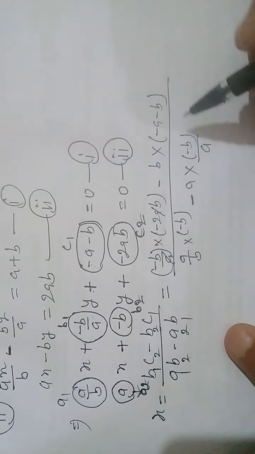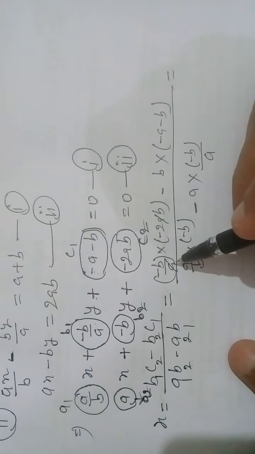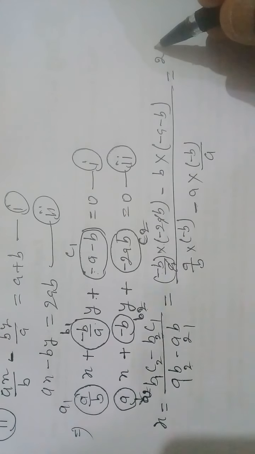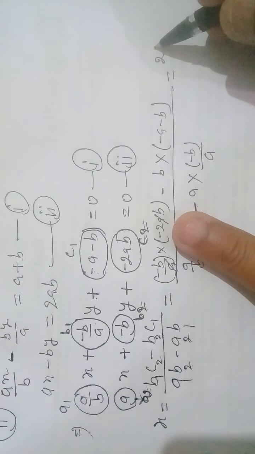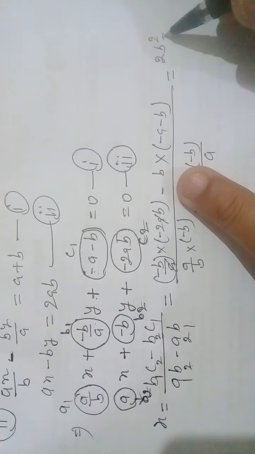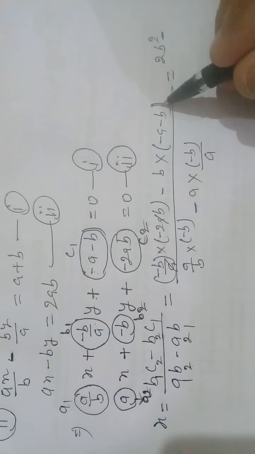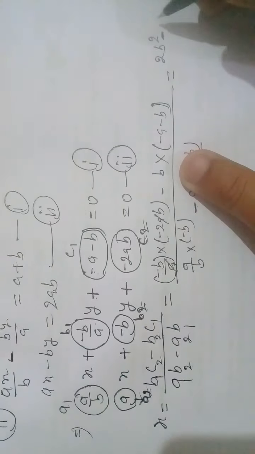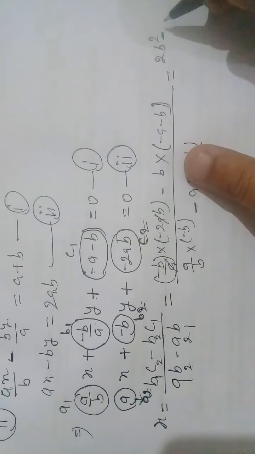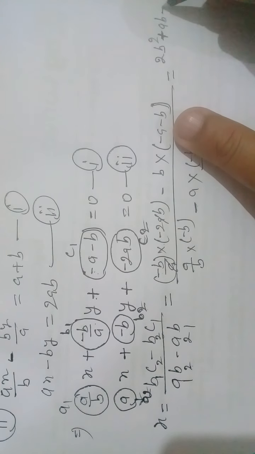Here a cancels. Minus minus plus, 2b square, minus minus plus, multiply by b, minus minus plus ab, minus minus plus b square.